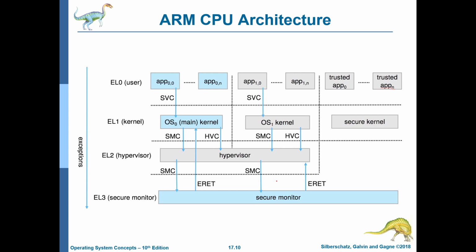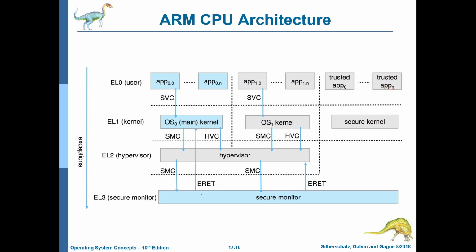So the ARM CPU architecture is like this. We have applications at the user level. They trap to the kernel, and if, let's say, a hypervisor is running, which as I said is a very thin layer of code whose job is mainly to run different OS kernels. A modern hypervisor can run different OS kernels in parallel, right? So how do they exactly run? Well, we will see that in a later chapter.